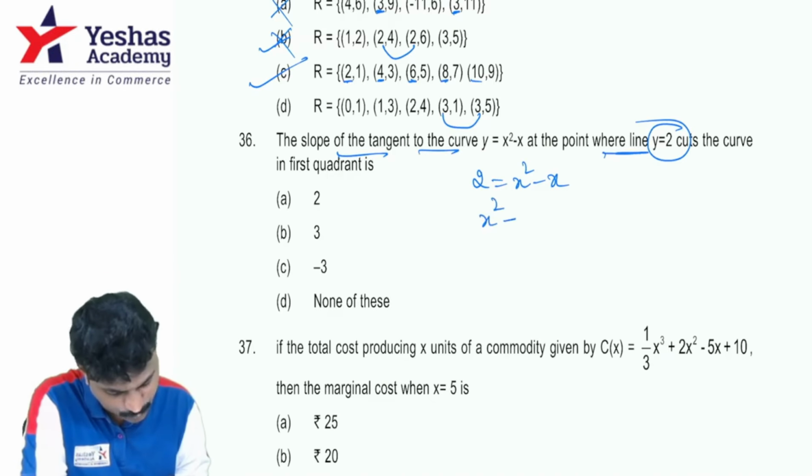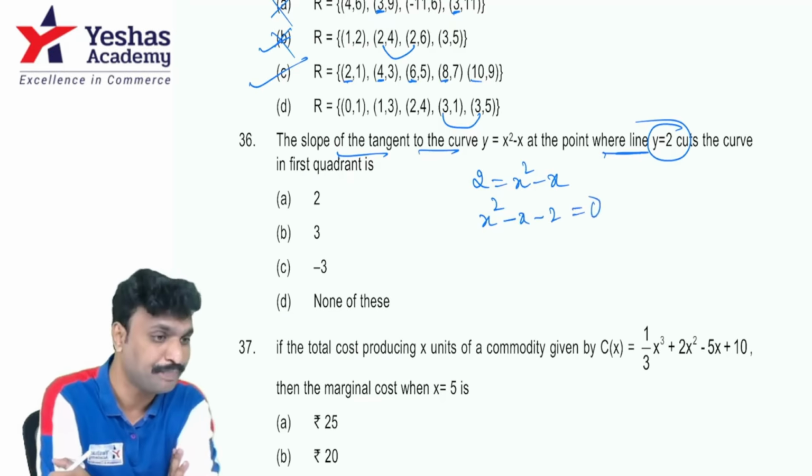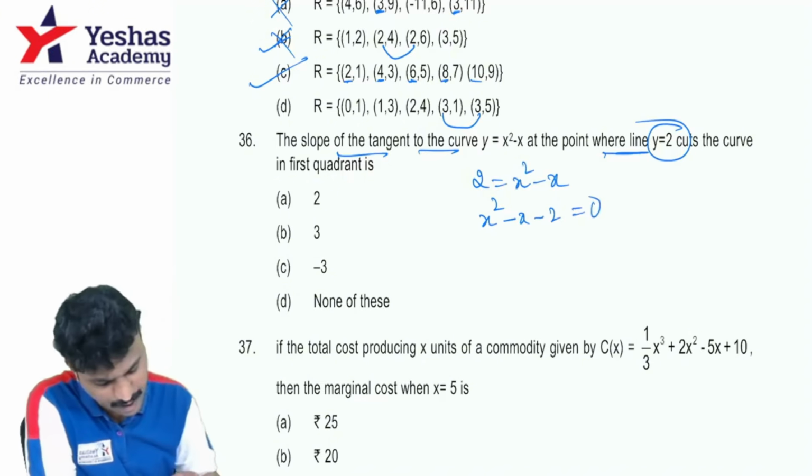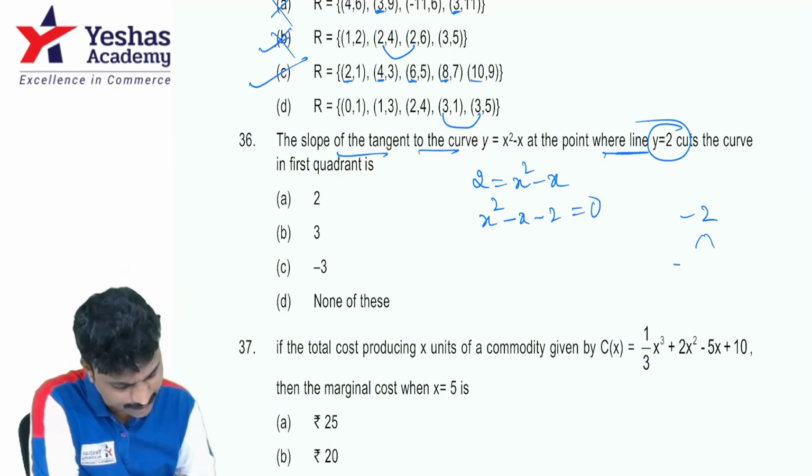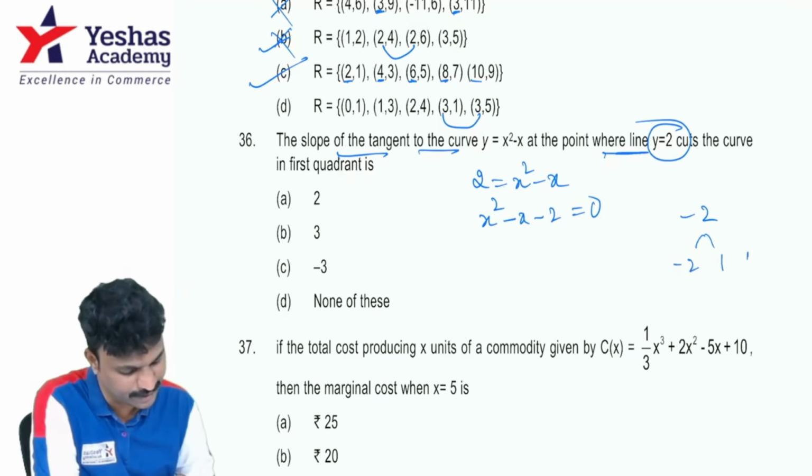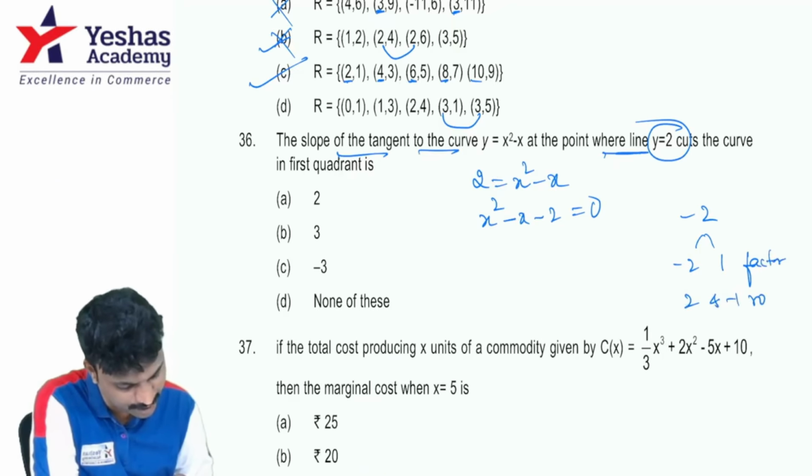Guys, what is it? x square minus x minus 2 equal to 0, isn't it? Transferring everything on one side. Now, if I factorize it, I get minus 2 plus 1. Correct? These are the factors. Actual roots are 2 and minus 1.